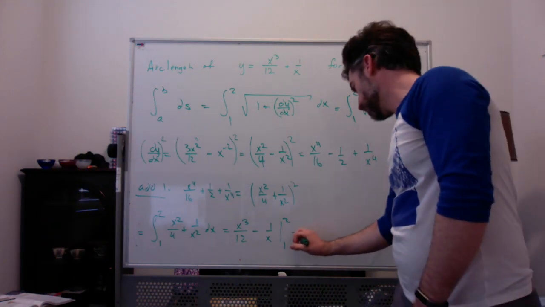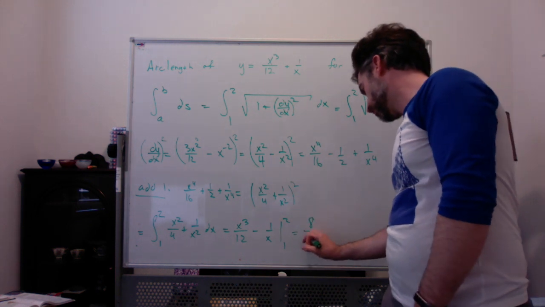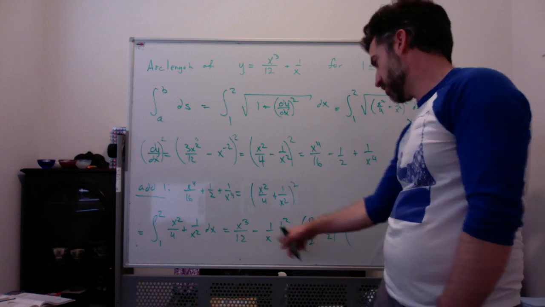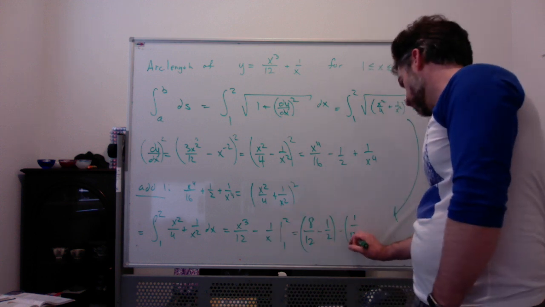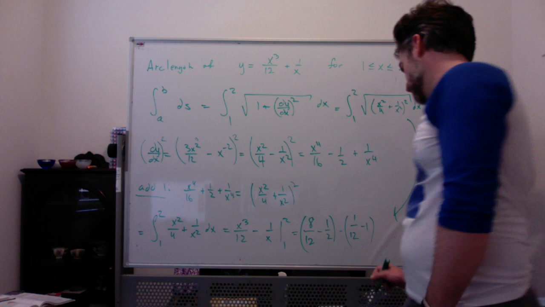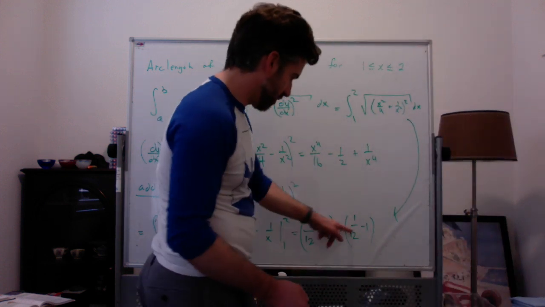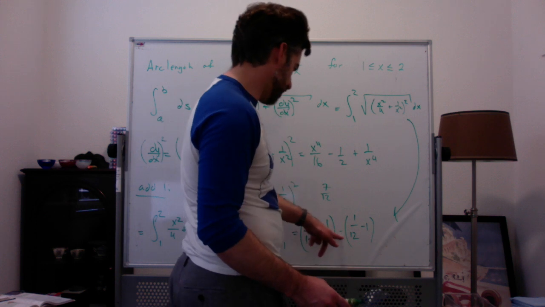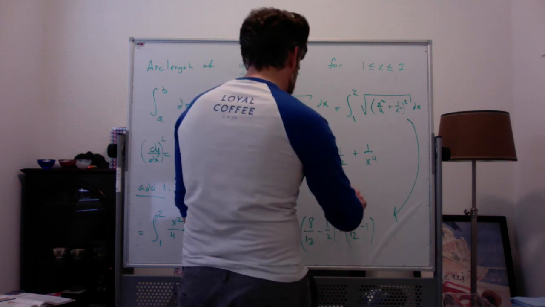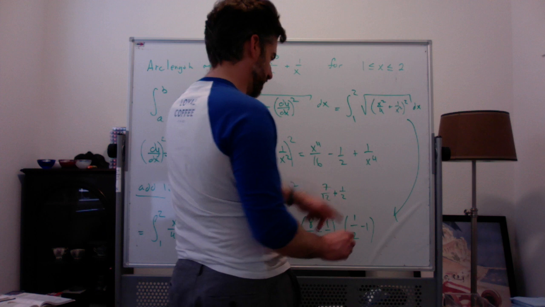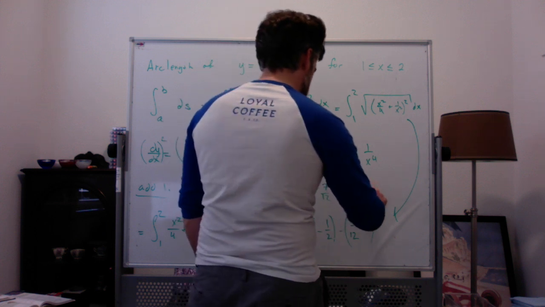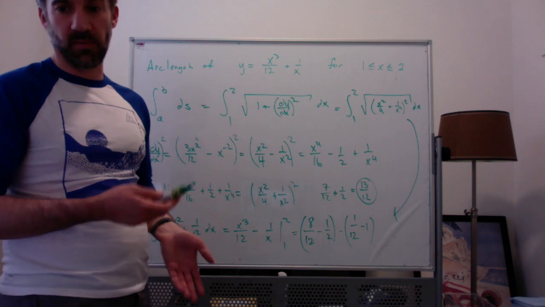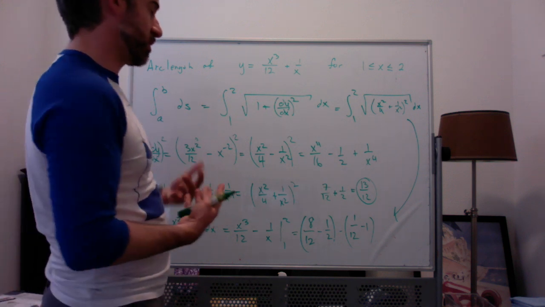So we end up with plugging in 2, I get 8 over 12 minus 1/2, minus plugging in 1, 1 over 12 minus 1. And simplifying that, 8 over 12 minus 1 over 12 is 7 over 12. And negative 1/2 plus 1 is positive 1/2. So you get 7 twelfths plus 6 twelfths, which is 13 twelfths. So that's how long this function is between x equals 1 and x equals 2.